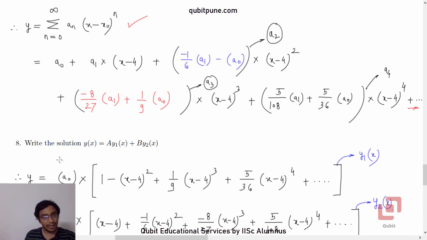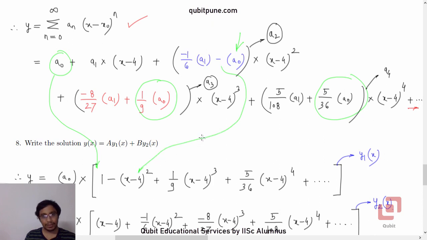Okay, so let's identify the a0 terms and get them together. Okay, I'm going to use green color for that first. Then in the square term it is going to be minus a0. For the cubed it is going to be 1 upon 9 a0, and for this it is going to be 5 by 36 a0. Okay, so it is a0 times 1 plus x minus 4 to the power 2 into minus 1. Okay. Then for the cube it is going to be 1 upon 9. Yes. And for the fourth power it is going to be 5 by 36.